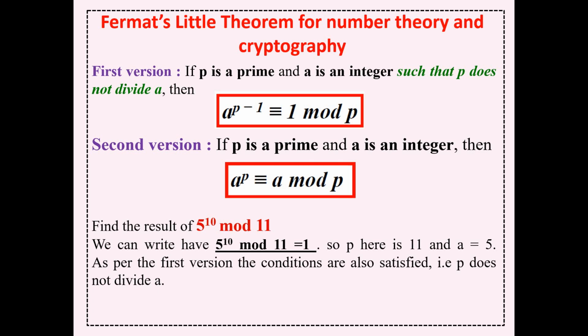Or for that matter, suppose you have 5 to the power 11, where P is 11, which is a prime number. If I want to find 5 to the power 11 mod 11, the remainder will be the element itself. So 5 should be the answer. Understood? We'll see an example after this.